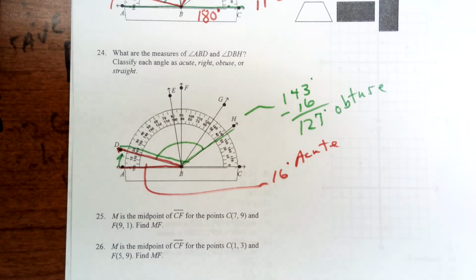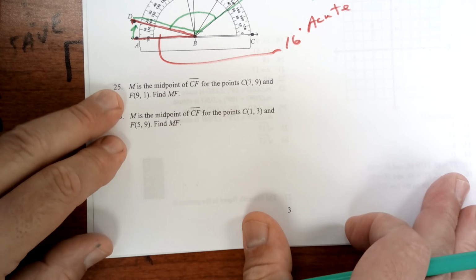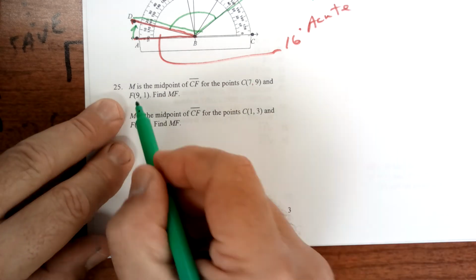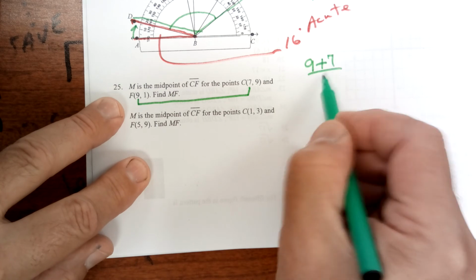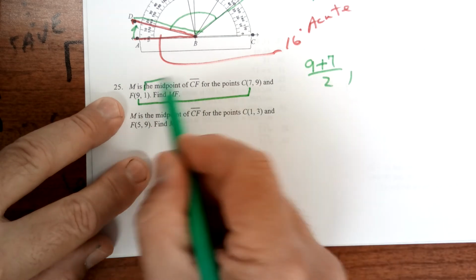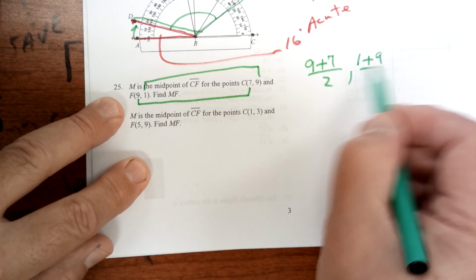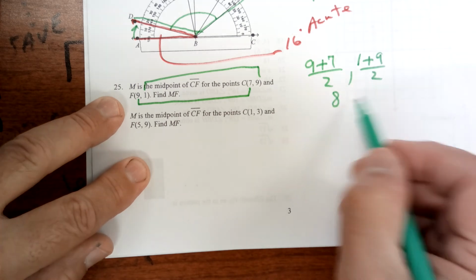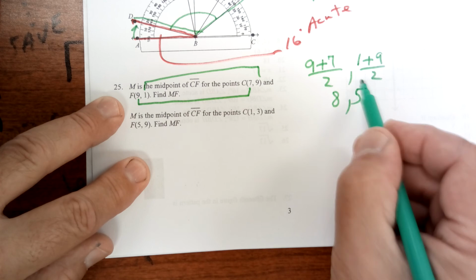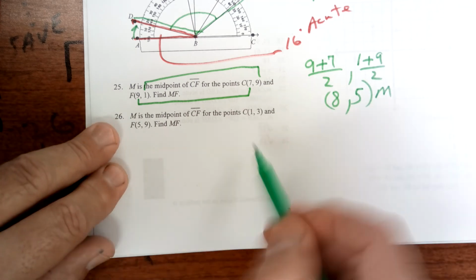All right, let's keep moving. This one says find the midpoint, number 25. Midpoint's easy. You just add up your x's. So you're going to say 9 plus 7 divided by 2, and you're going to add up your y's. Okay, this is easier than the one we did earlier. And whatever you get is your answer. That's 16 divided by 2. This one is 10 divided by 2, and that's your midpoint. So put an M right there. This one works the same way, so I'm not going to do it.